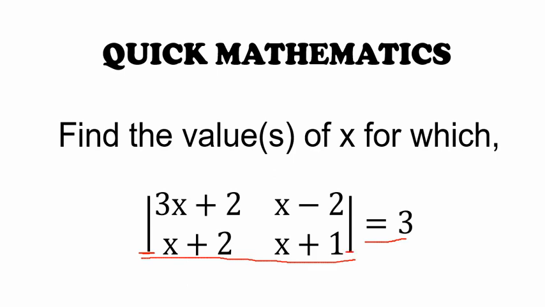This matrix is 2 by 2. In the first row, the entries are 3s plus 2 and s minus 2. In the second row, the entries are s plus 2 and s plus 1. If you take it column wise, this is the first column and this is the second column. So let's take the quick solution.